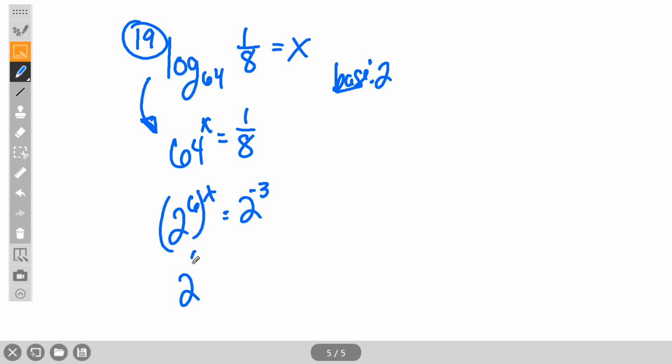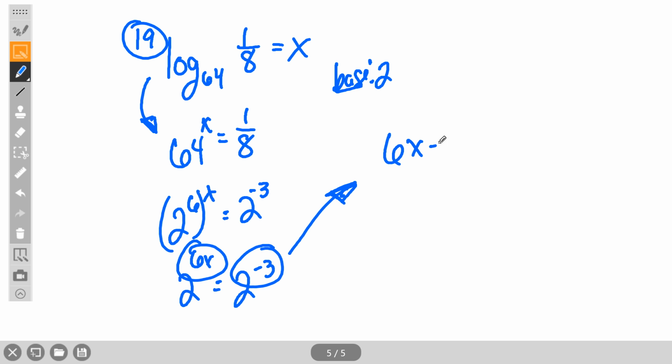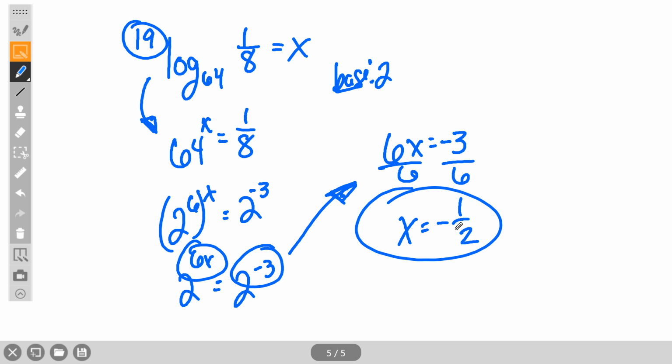All right, so multiply. 2 to the 6x equals 2 to the negative 3. Now the bases are the same. We can set the exponents equal to each other. 6x equals negative 3. Divide by 6, x is equal to negative 3 over 6, which is negative 1/2. So the value of log base 64 of 1 over 8 is negative 1/2.